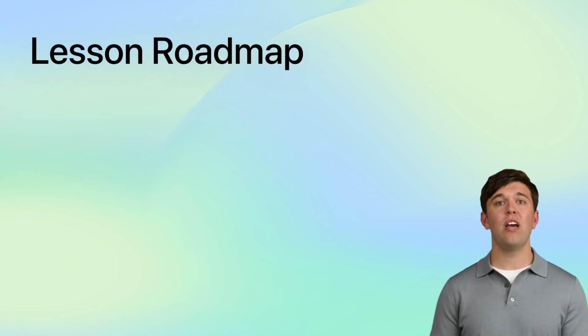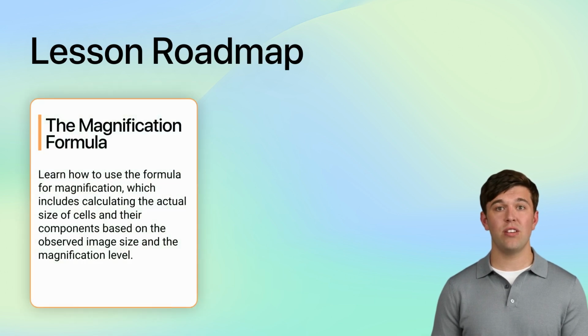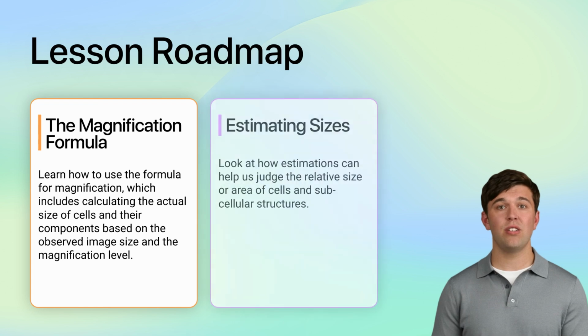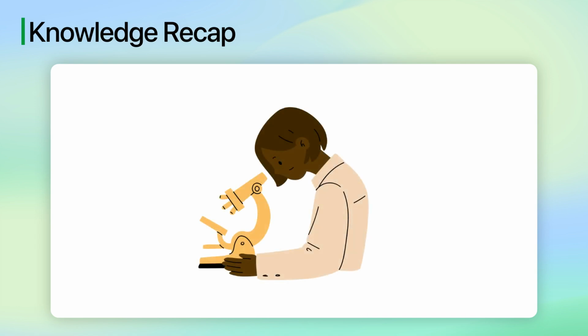First, we will learn how to use the formula for magnification, which includes calculating the actual size of cells and their components based on the observed image size and the magnification level. We will also look at how estimations can help us to judge the relative size or area of cells and subcellular structures.